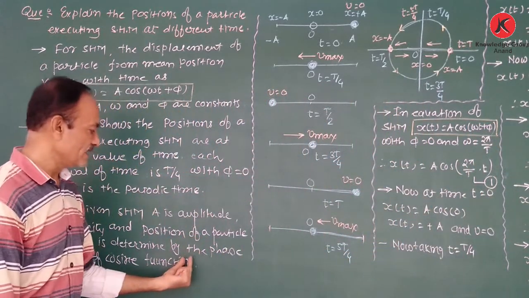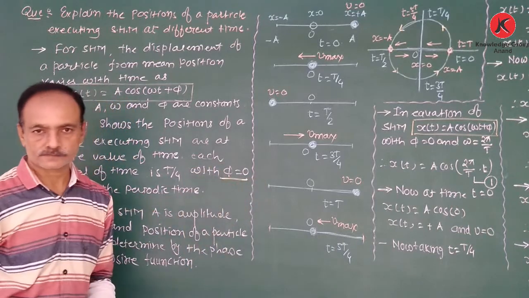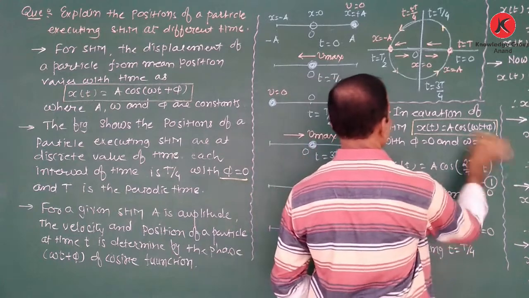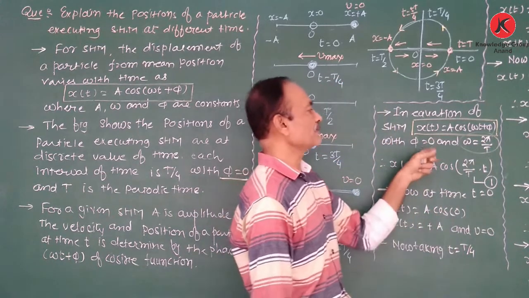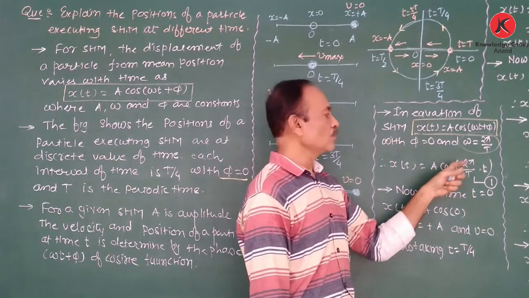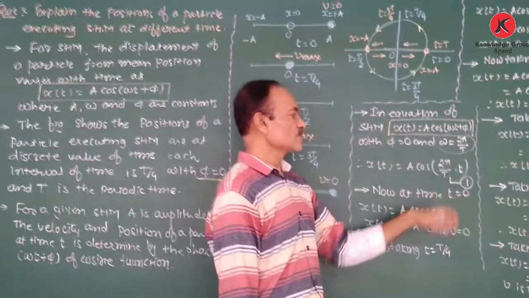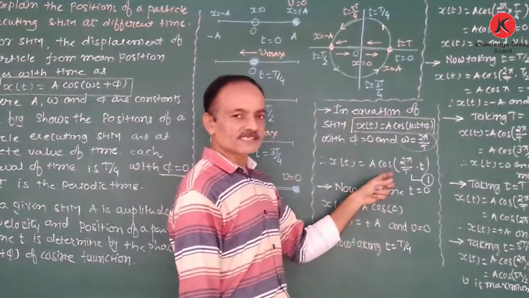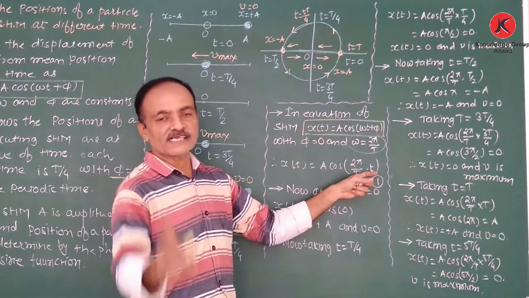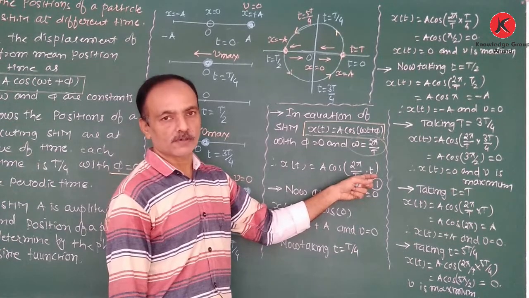Initially we consider that φ is equal to 0. And also we know that ω is equal to 2π upon T. First we substitute this in the equation, therefore x(t) is equal to a cos(2π/T × t). So that is our equation 1. Here we substitute different values of time t. We consider each interval of time as T by 4.